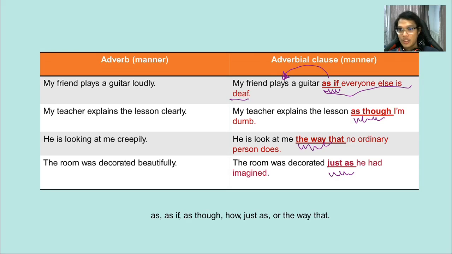explain it very slowly, partly because he or she cannot understand the human language, right? And another part might be because of the functions of the brain. It is not capable of learning new things, or it might be capable of learning new things, but not the way people do. So my teacher explains the lesson as though I'm dumb.